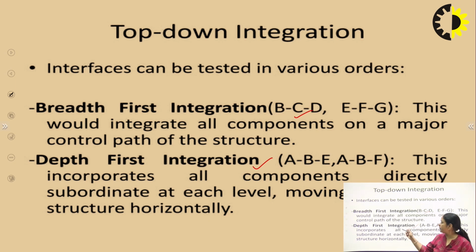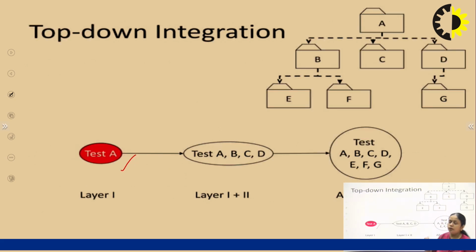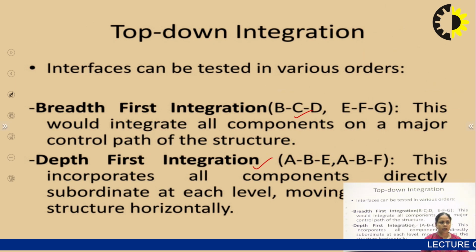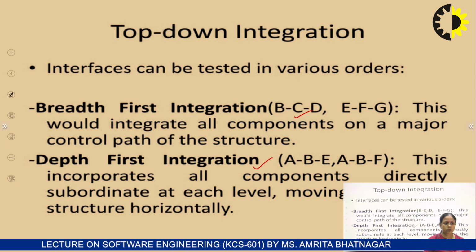And next is the depth first. In the depth first integration technique we will have ABE, ABF. So we can see here ABE, ABF. So we are familiar with these two strategies. What is breadth first integration? We will start horizontally in breadth first integration, and in depth first integration we will vertically find the modules to integrate. So this is the scheme for top down integration.